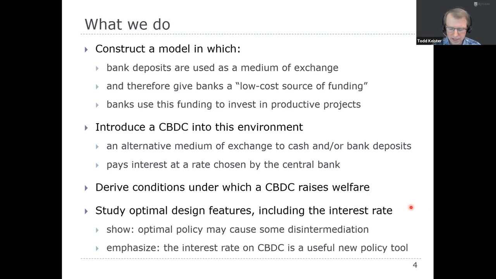What we're going to show is that the optimal policy may involve some disintermediation of banks, even though it is raising welfare. And one of the key takeaways from the model is going to be that the interest rate on the central bank digital currency is a new policy tool, and it's a useful policy tool for managing some of the trade-offs the central bank faces.